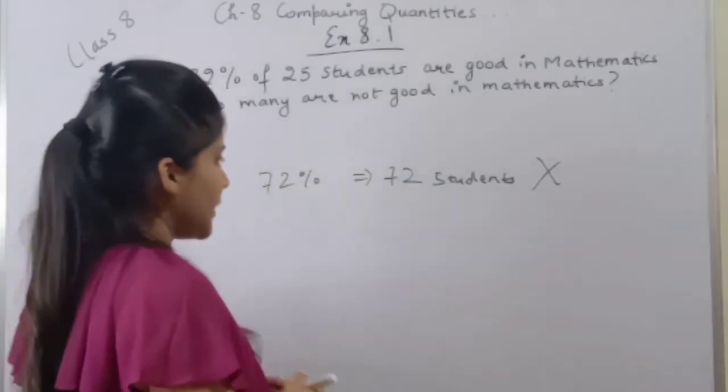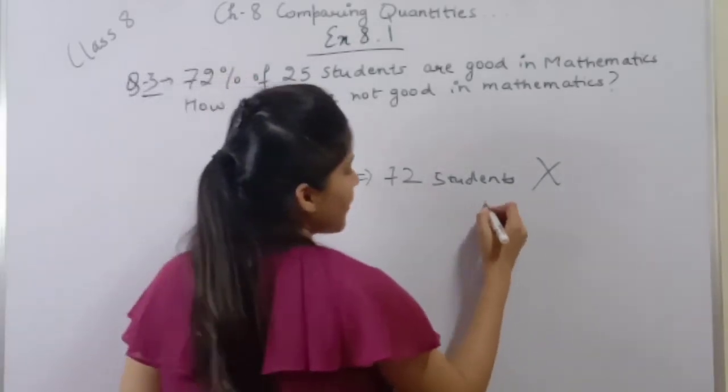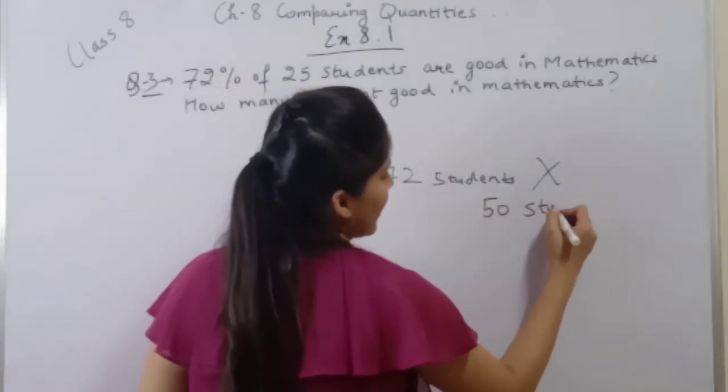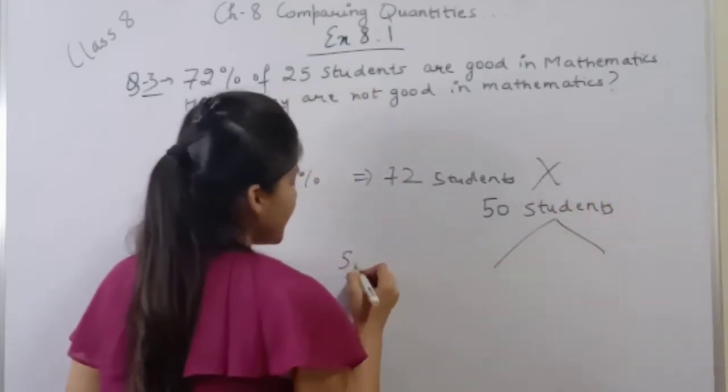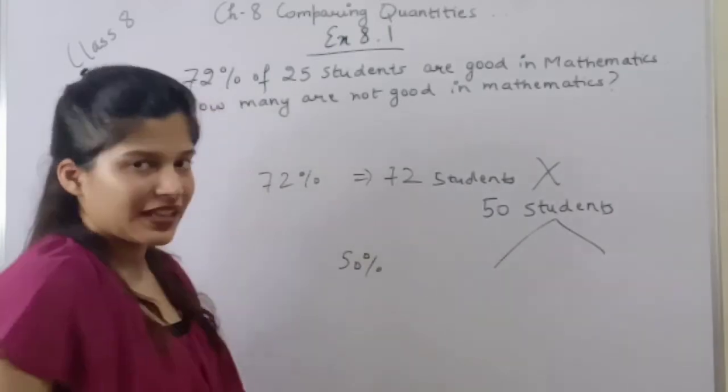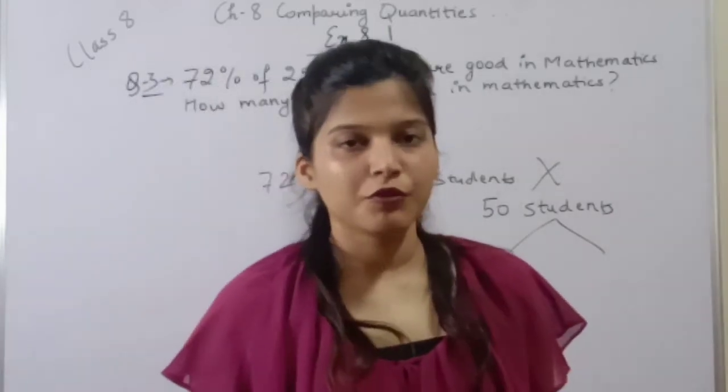72% of something means, suppose I write, 50 students are there in a class. In a class there are 50 students, and 50% went to the picnic and 50% didn't go to the picnic.